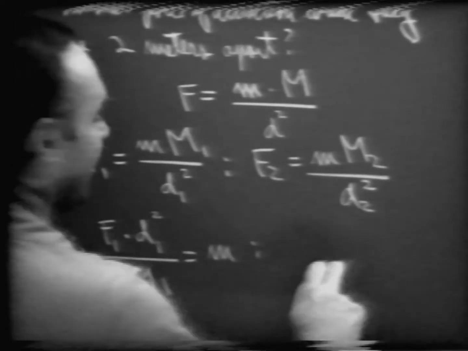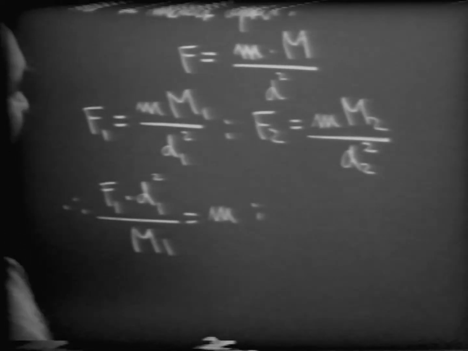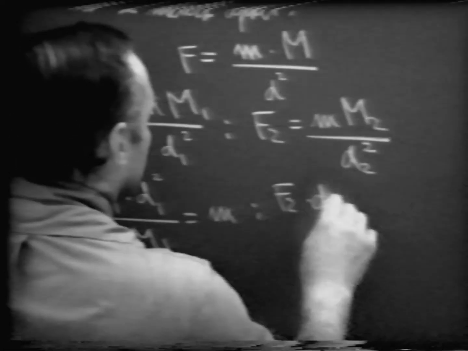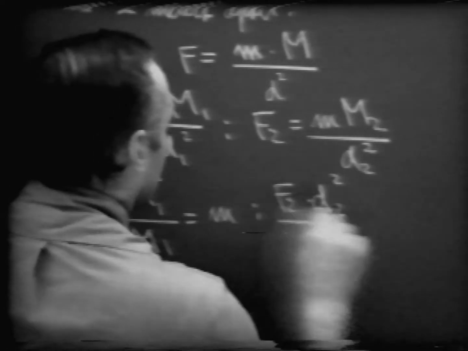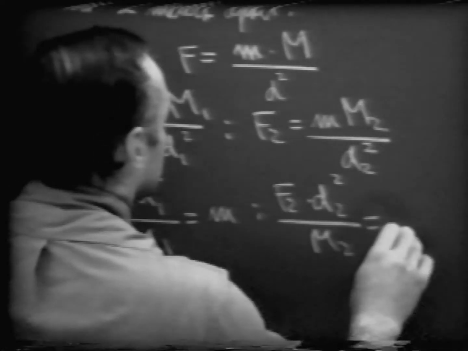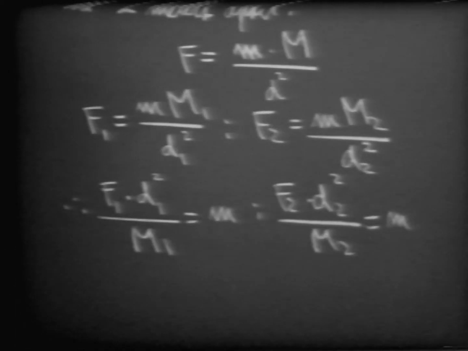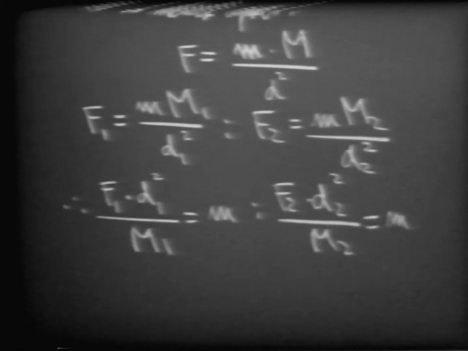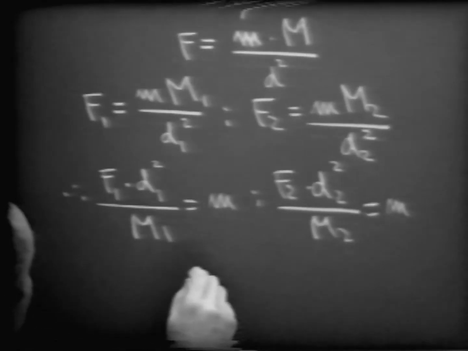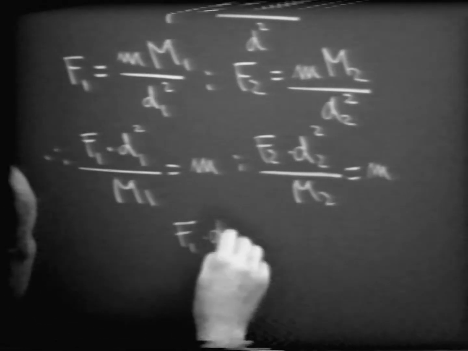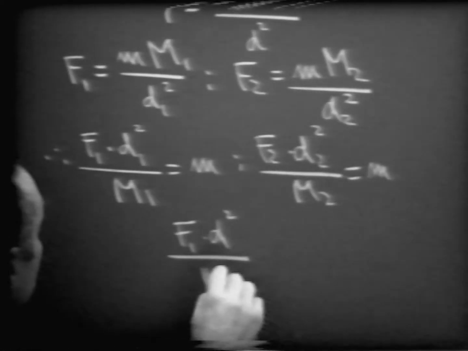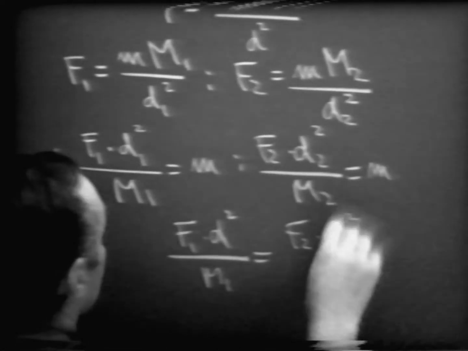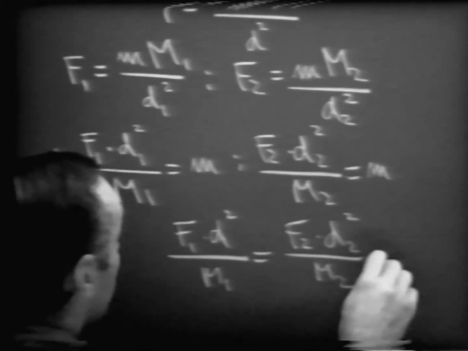And in fact, on the right-hand side, what can we say there? F sub 2 times d sub 2 squared over m sub 2 is equal to m. And now, what is your conclusion about these two? They're both equal, okay? So therefore, we can set them equal. F sub 1 times d sub 1 squared over m sub 1 is equal to what? F sub 2 times d sub 2 squared over m sub 2, all right?